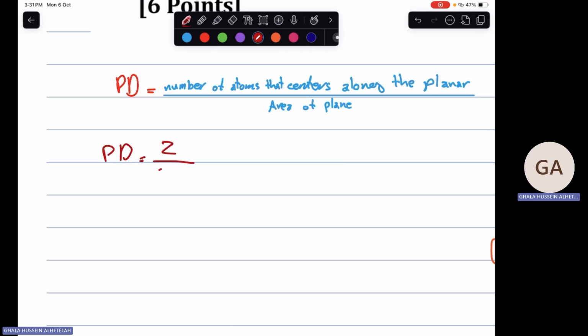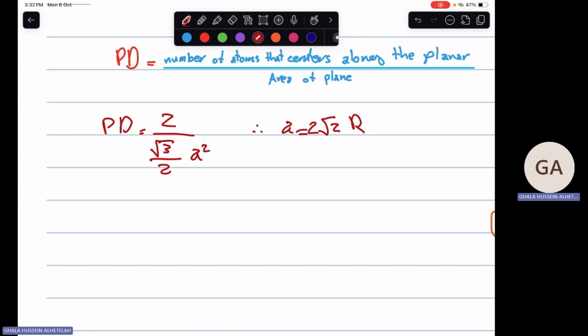2 over square root of 3 over 2 multiplied by a squared, and we know that a in the FCC is equal to square root of 2 times r. So just substitute. Moving this up, you will find it equals 4 over square root of 3 multiplied by a, which is (2r) squared.